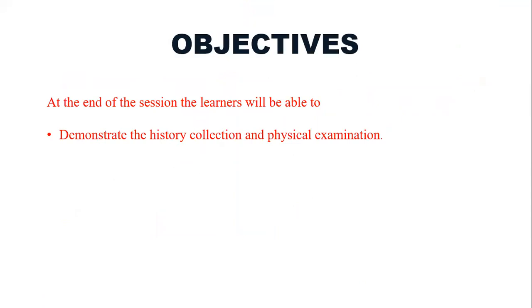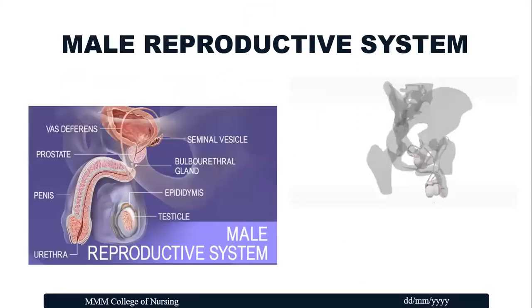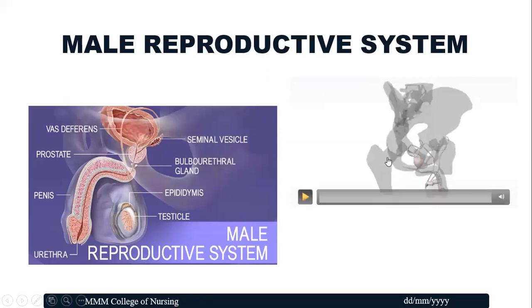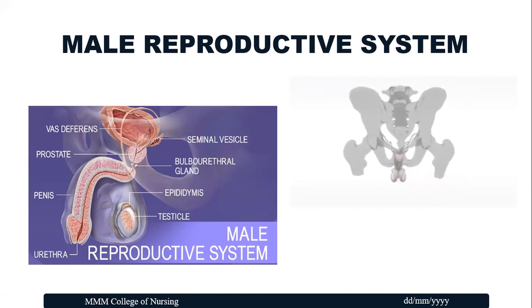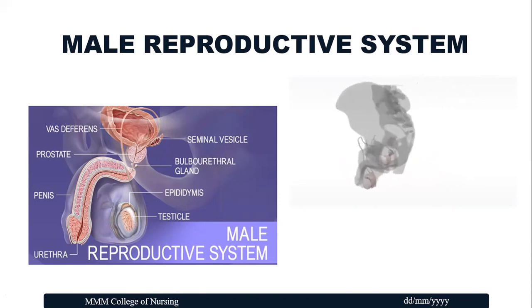Today's objective is, at the end of the session, you will be able to demonstrate the history collection and the physical examination. This is the male reproductive system picture. This is the urethra, penis, prostate, vas deferens, seminal vesicle, bulbourethral gland, epididymis, and the testicle. We are going to see and discuss all of this in detail. This is the adjacent structure. This is how it's located.